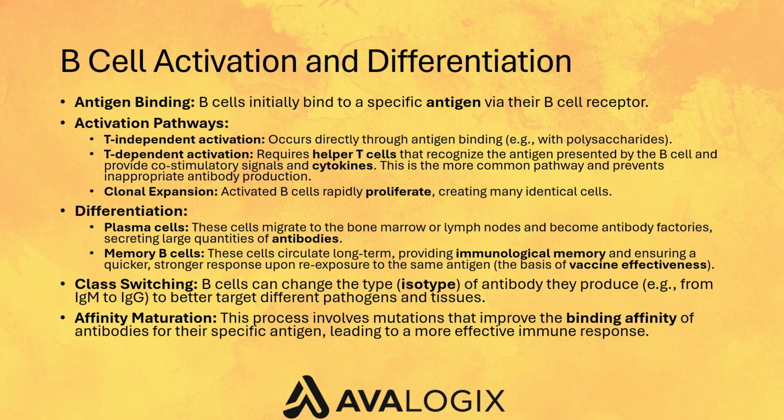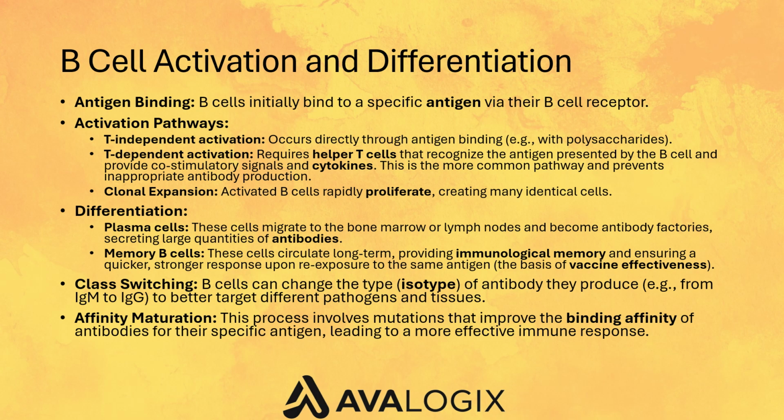Helper T cells recognize the antigen presented by B cells via MHC class II molecules and, in turn, provide co-stimulatory signals through surface molecules and cytokines. This two-step activation prevents inappropriate antibody production. Following activation, B cells undergo clonal expansion, rapid proliferation producing many identical cells. Some differentiate into plasma cells, which migrate to bone marrow or lymph nodes and secrete vast amounts of antibodies.